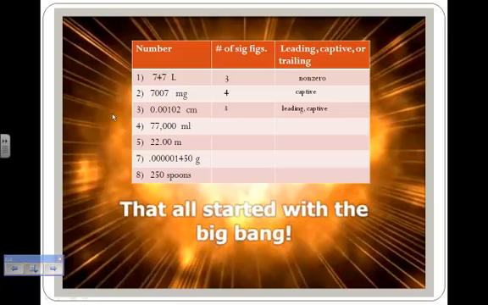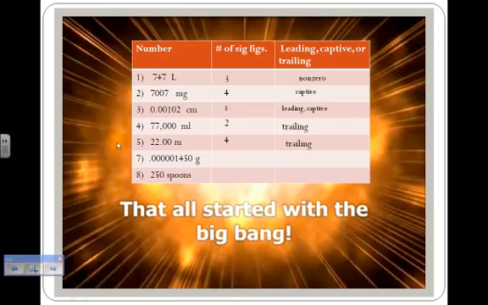Number 4, 77,000 milliliters. That has 2 significant figures, and those zeros are trailing zeros. Trailing zeros with no decimal are not significant. They do not count. Number 5, 22.00 has 4 significant figures. Those are examples of trailing zeros with a decimal in the number.